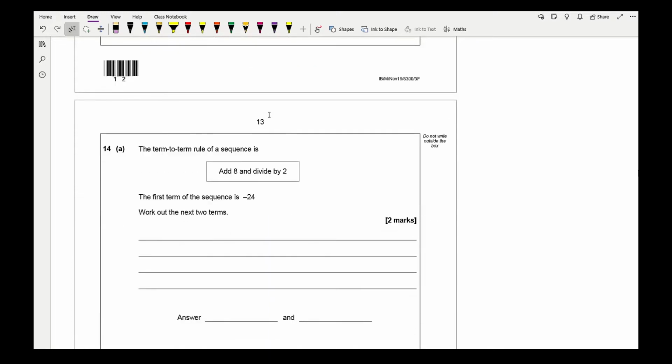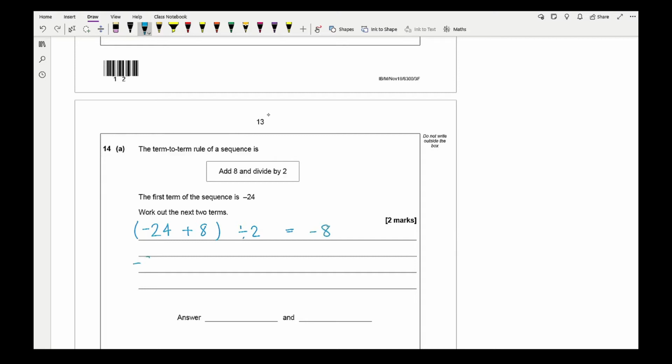For question 14a, it says the term-to-term rule of a sequence is add 8 divided by 2. If the first term of the sequence is minus 24, write down the next two terms. So for the next term, it's minus 24 plus 8 and then divided by 2. If I type that all into my calculator, I'll work it out. So here I've got minus 24 plus 8, press equals, divide by 2, gives me an answer of minus 8.